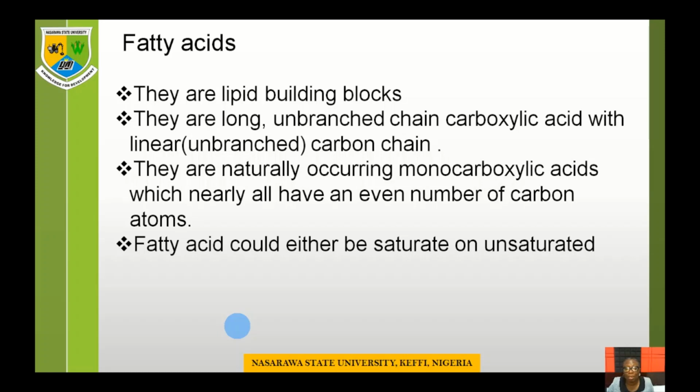Then we said the second class are the complex or the compound lipids, and these complex or compound lipids are also divided into 3. We have the phospholipids, the glycolipids, and the lipoproteins. The phospholipids are also divided into 2: the glycerol phospholipid, which has glycerol as their alcohol, and also the sphingophospholipids, which has sphingosine as their alcohol.